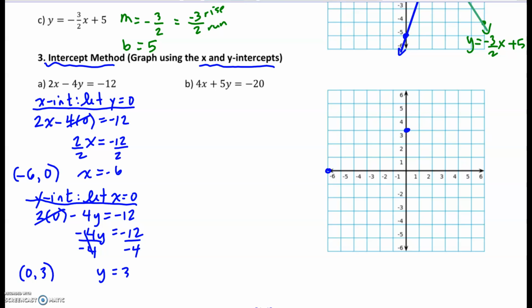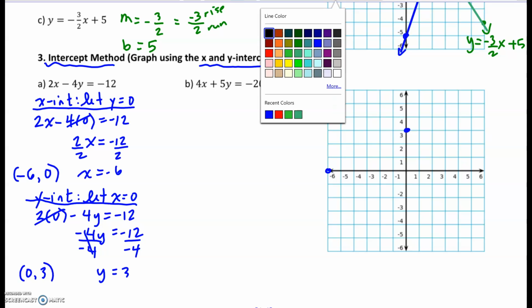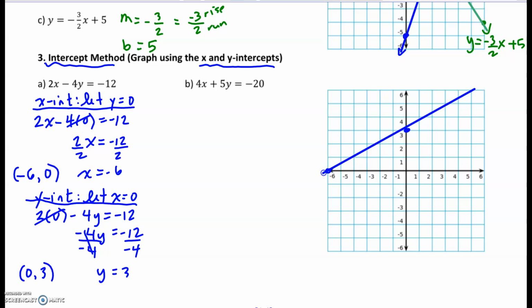I find that this type of graphing, the method of intercepts, there's more algebra in it, but the graphing part is super easy, just having to plot those 2 points. Okay, let's just straighten out my line. And we'll put arrows on the ends and then label with the equation. So that's 2x minus 4y equals negative 12.